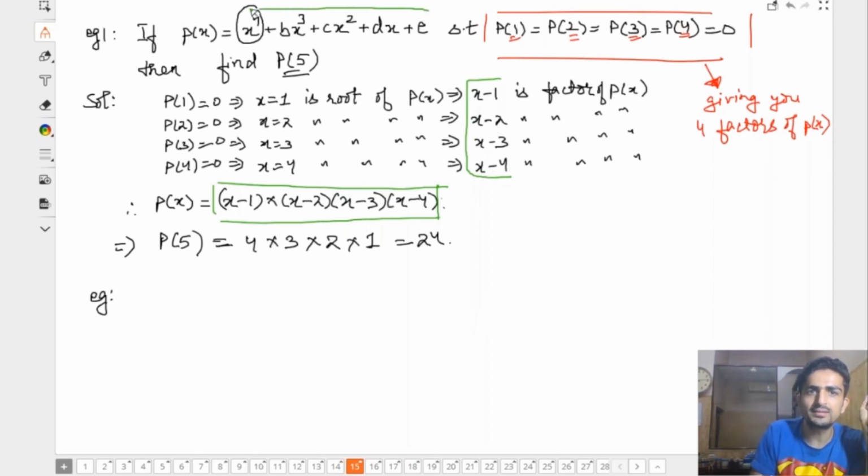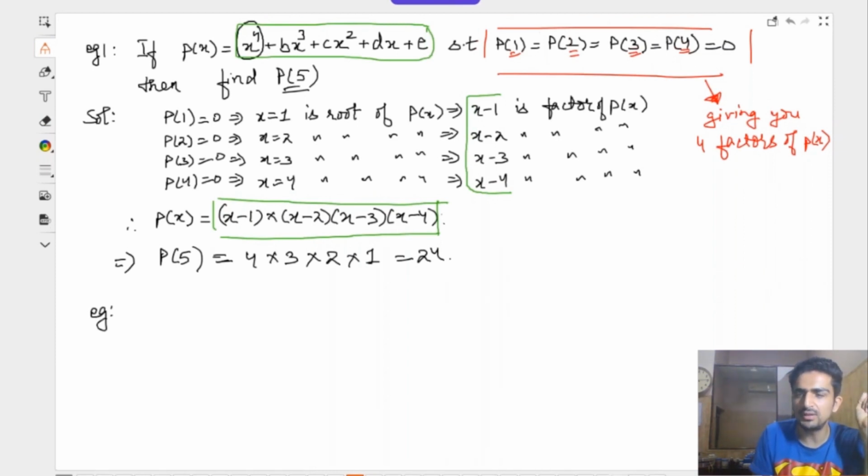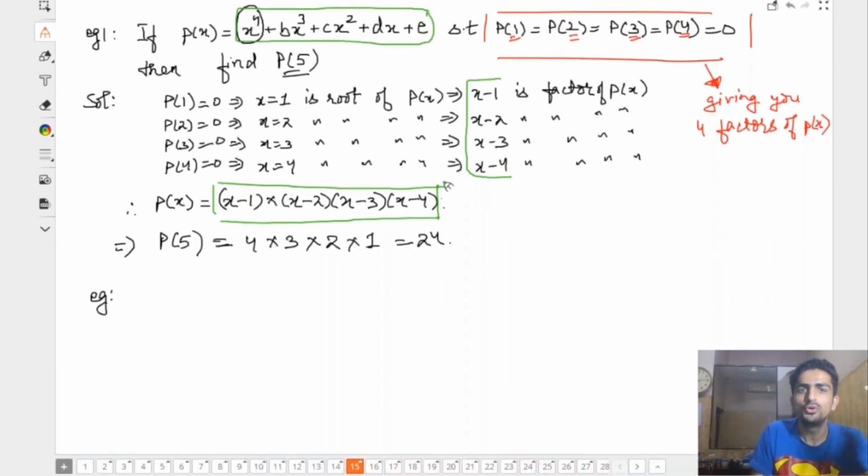Do you think p(x) can have more than 4 factors? Aisha, just tell me. It's a 4-degree polynomial. Yes. So it cannot have more than 4 factors. And the 4 factors are in front of me. So p(x) should be the product of those factors. That's it. No?